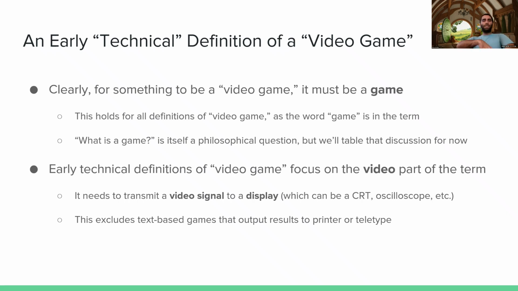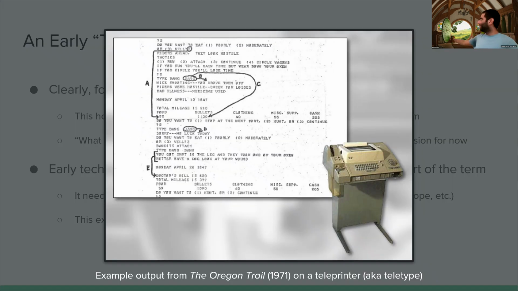There were very early text-based games that output the results to some teletype, or actually some of them would print out a physical paper print of the game playing. So this is an early image of output from the Oregon Trail. I don't know if folks have played that before. It's a very old game where you are trying to go west and then your whole family dies of dysentery or something like that. That's the overarching summary.